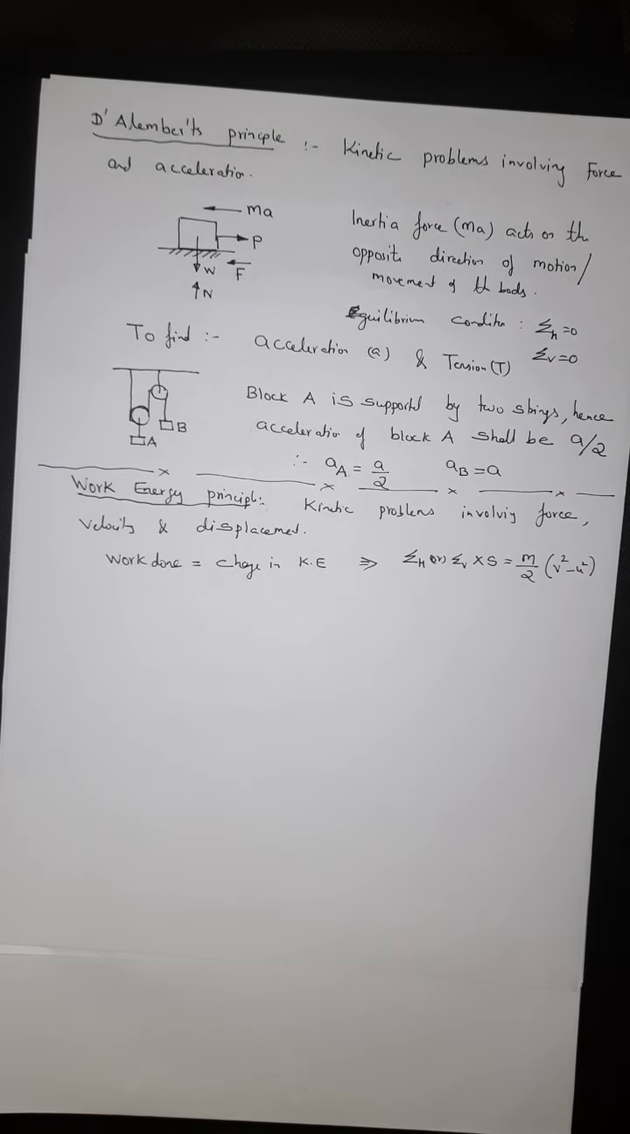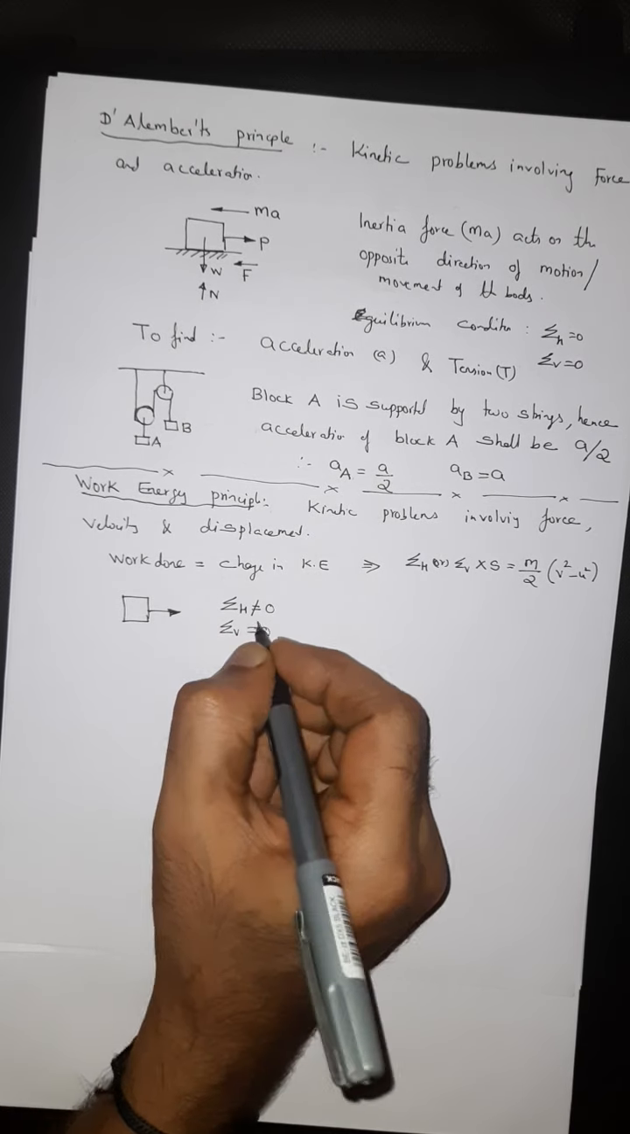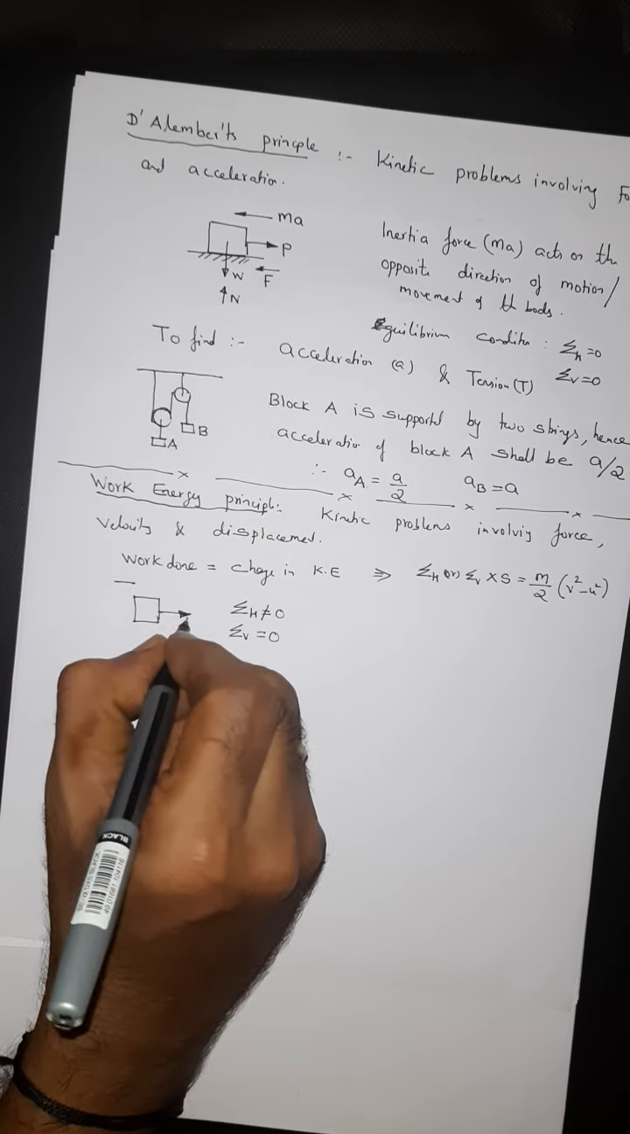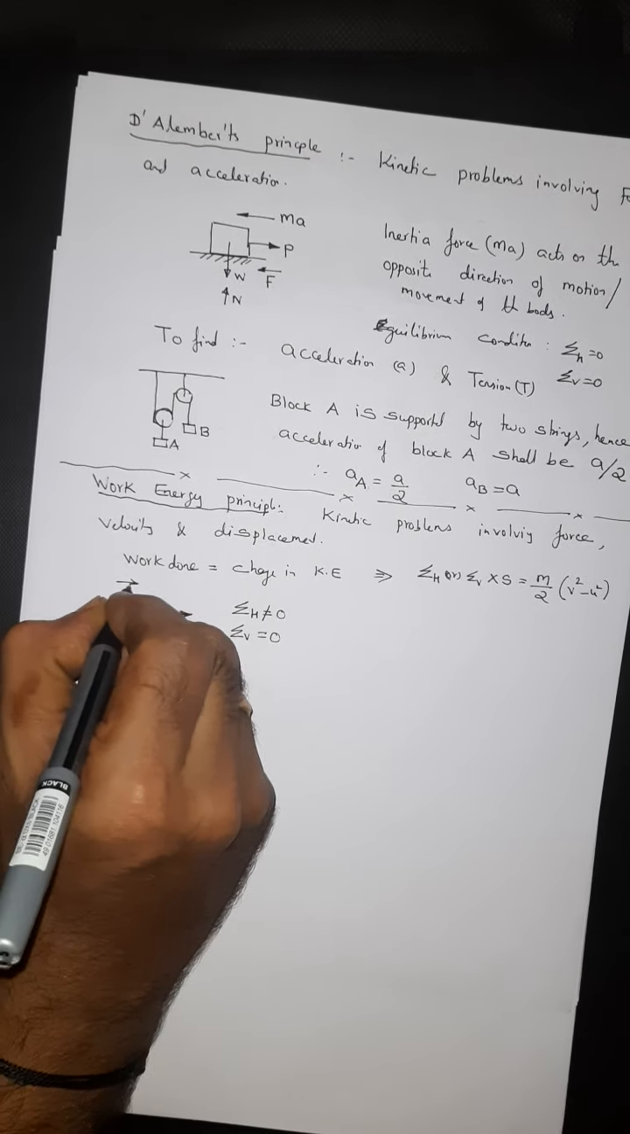Suppose the block is moving in the horizontal direction, then the condition shall be summation H is not equal to 0, summation V equal to 0. The motion, this is P, this is the motion. Right.